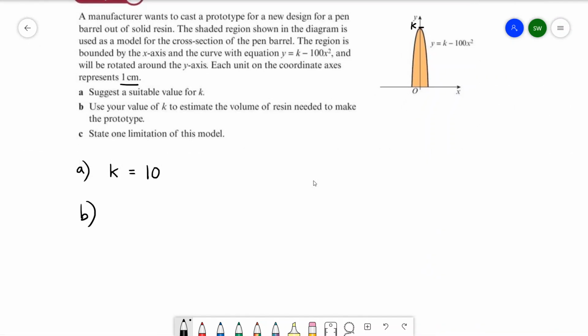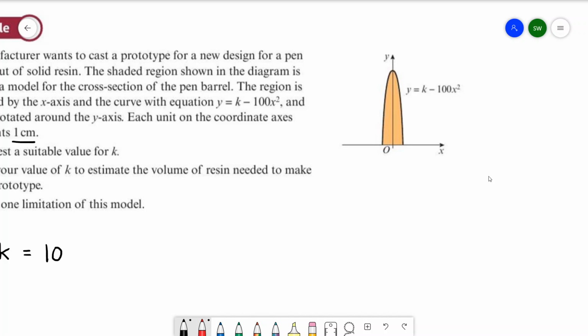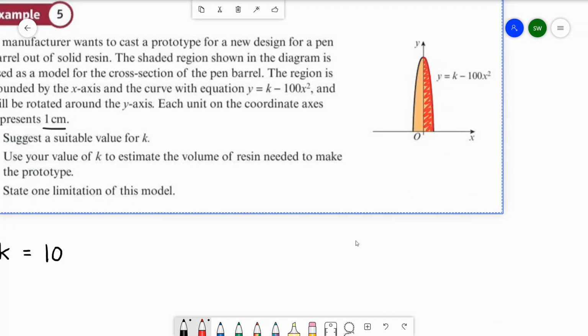So we want to rotate this around the y-axis, and I guess since there's a region on both sides of the y-axis, this is equivalent to thinking about just taking this portion of the curve here, and rotating just this red region, which I'm shading in here, around the y-axis, okay? And you'll get that 3D solid.